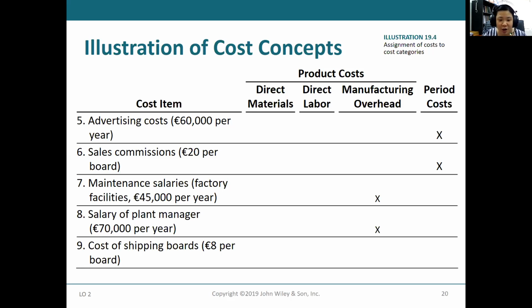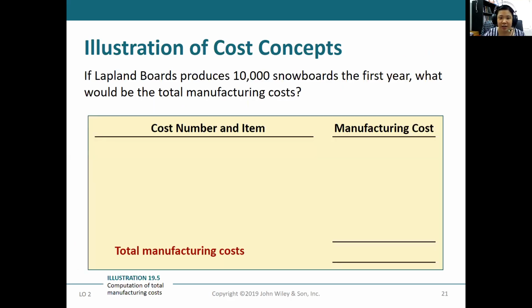Okay. Cost of shipping boards, $8 per board. Now this should be under period cost. Okay, it is delivery cost to the customer, selling cost. All right, now let's look at another example.